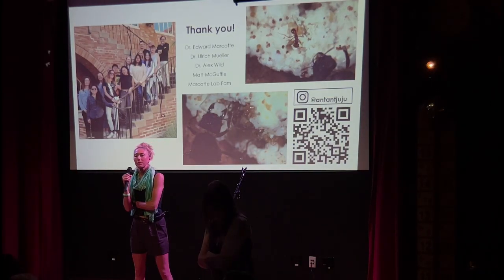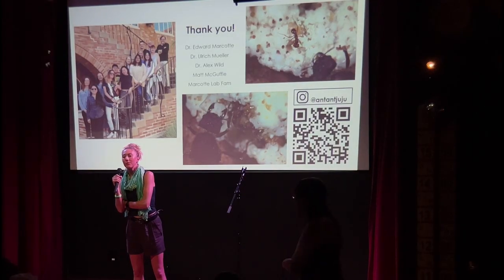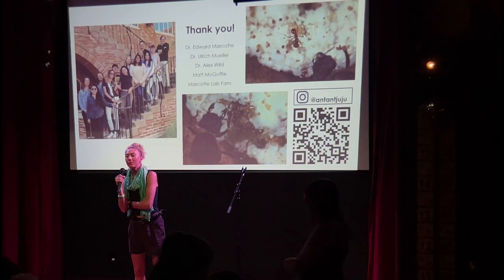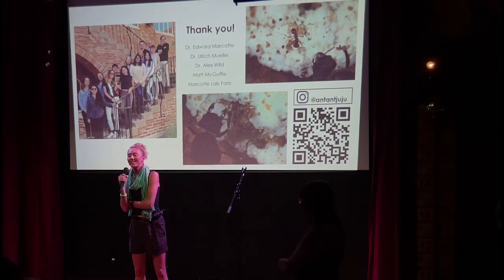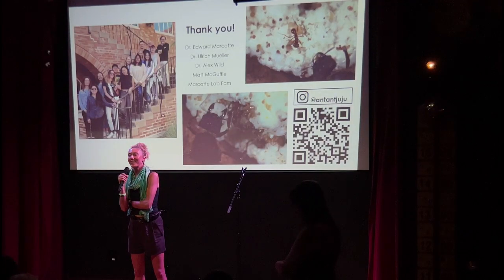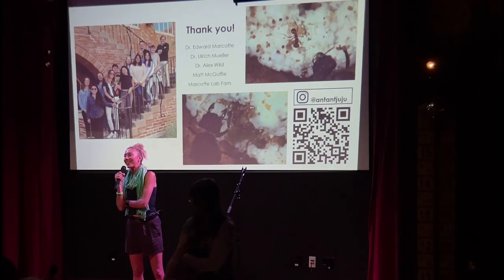Mine's a two-parter. Is the queen the one that determines what type of ant egg she's laying? And if that's true, how does she determine what kind of ants she needs to lay? How does she get that information from her colony?